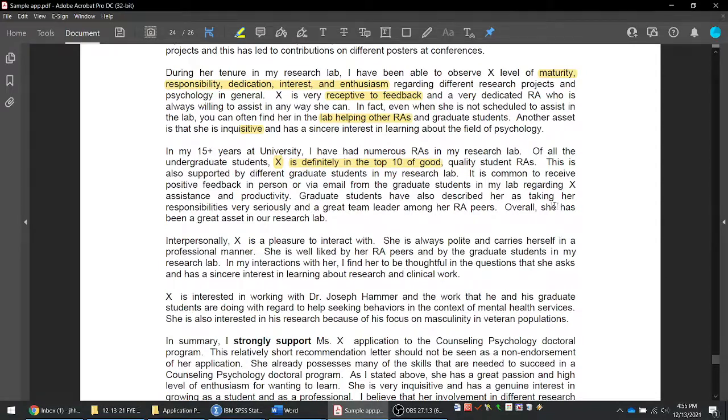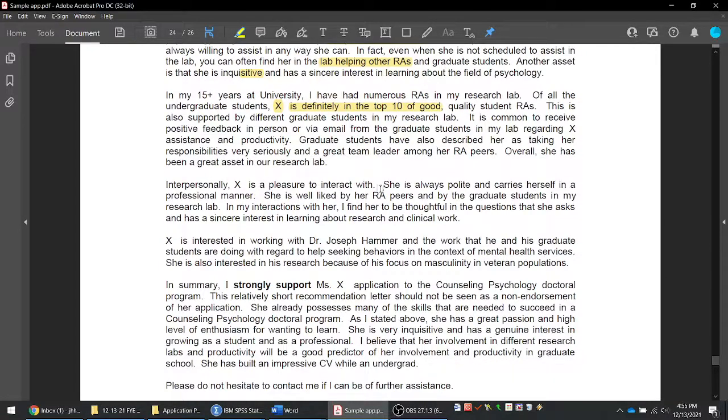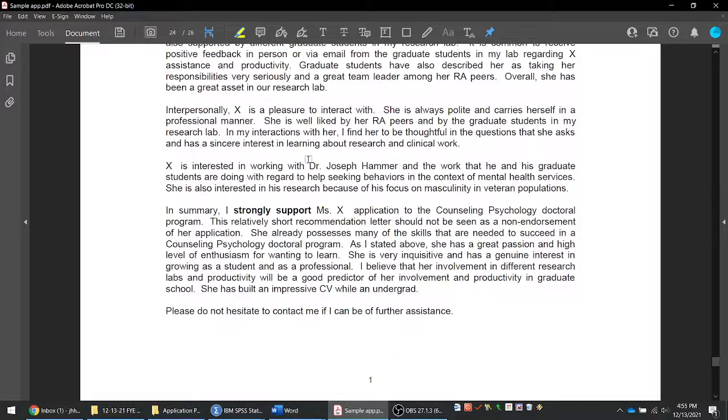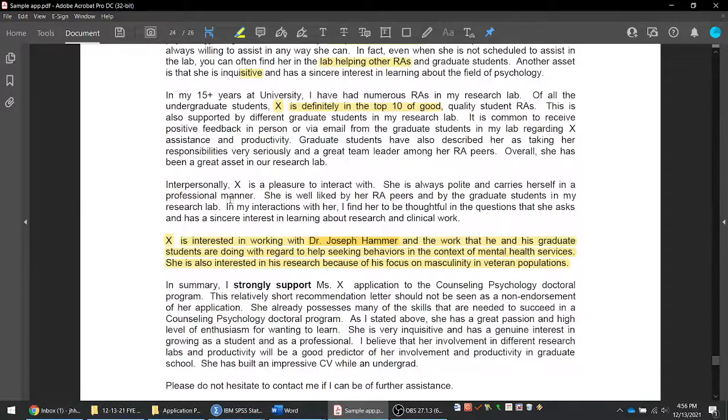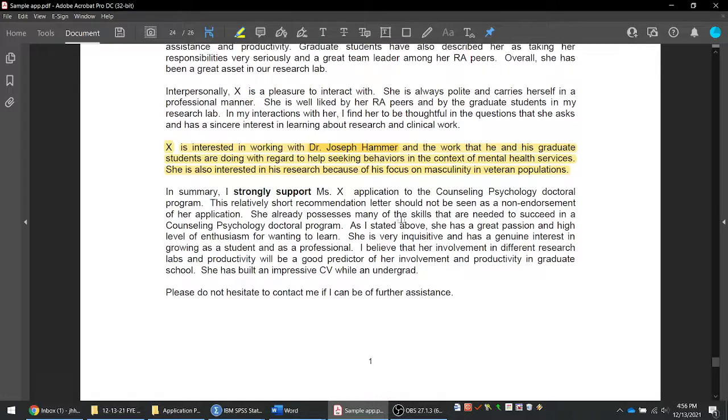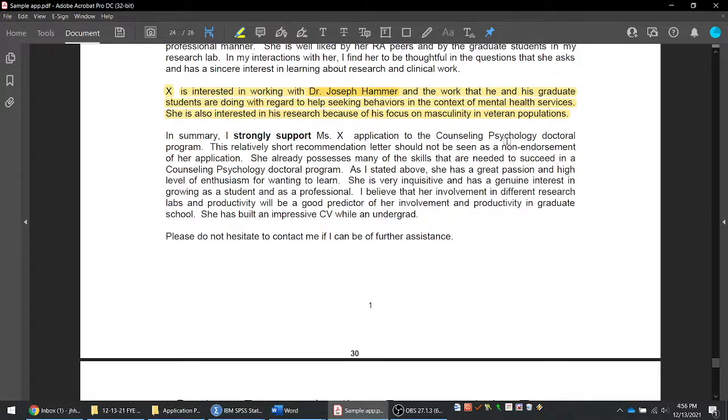"Very serious and great team player." Nice, nice, nice. "Interpersonally, pleasure to interact with." Light, good. Professional, yeah. Oh, even mentions my customized letter. That's a nice touch. You don't have to, but it's a nice touch. It's nice that he's willing to name the connection with me. Usually people aren't willing to customize letters to each program like that, so that's a nice touch. "Strongly supported."